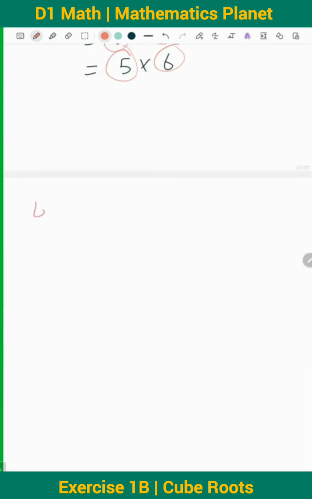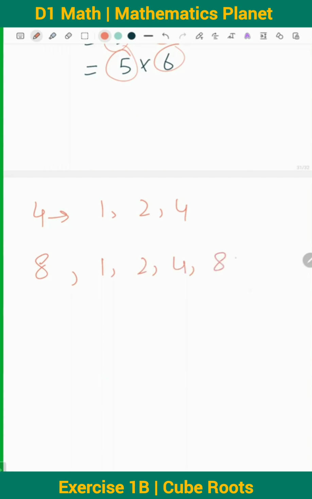What are the factors of 4? 1, 2, and 4. What are the factors of 8? 1, 2, 4, 8. Okay.